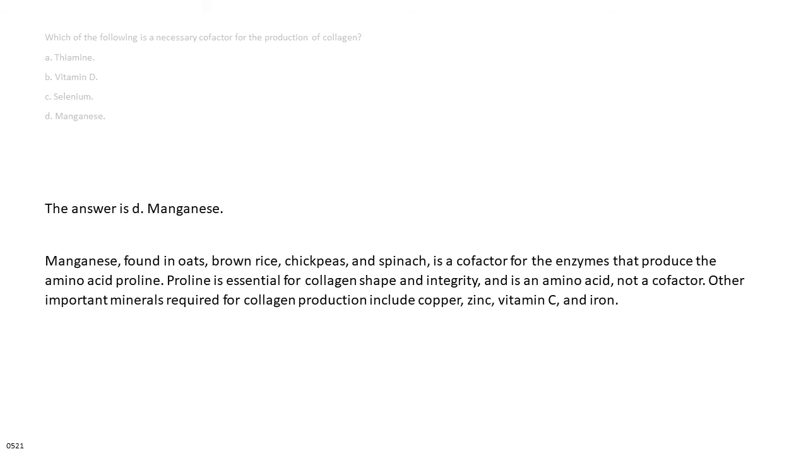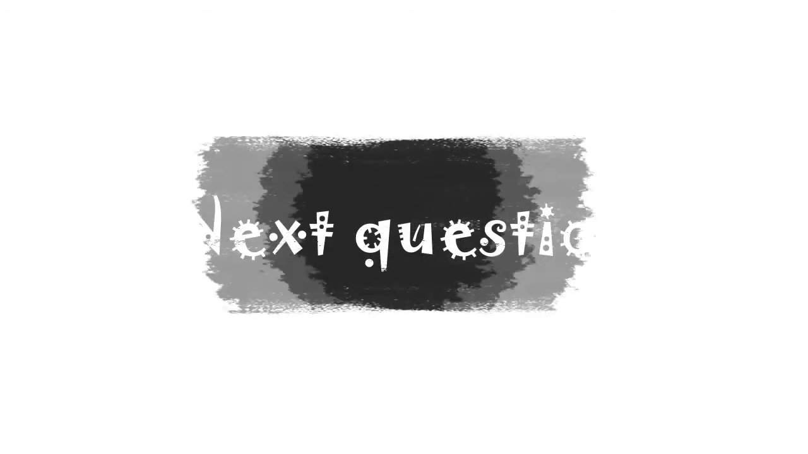Manganese, found in oats, brown rice, chickpeas, and spinach, is a cofactor for the enzymes that produce the amino acid proline. Proline is essential for collagen shape and integrity, and is an amino acid, not a cofactor. Other important minerals required for collagen production include copper, zinc, vitamin C, and iron.